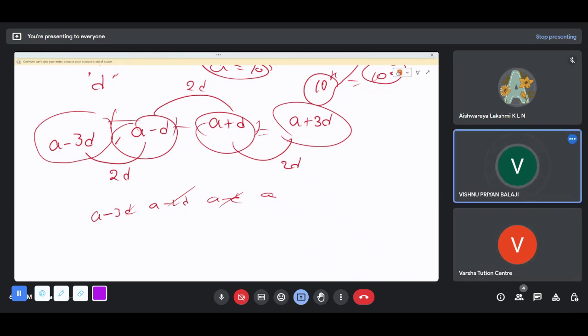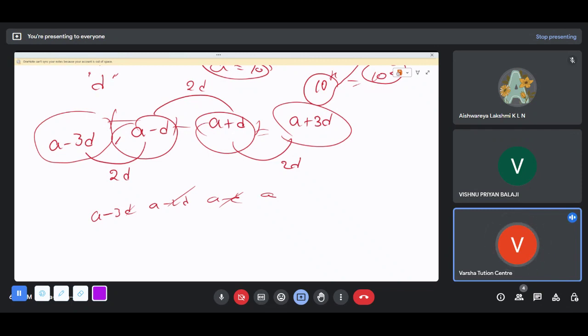Sir, is there anything wrong if I take it like this? No, sir, there is nothing wrong. But your question is, why are we taking this only? My answer is for that. When you take this ordered pair, it will be simple to solve the sum. Clear now? Simple.